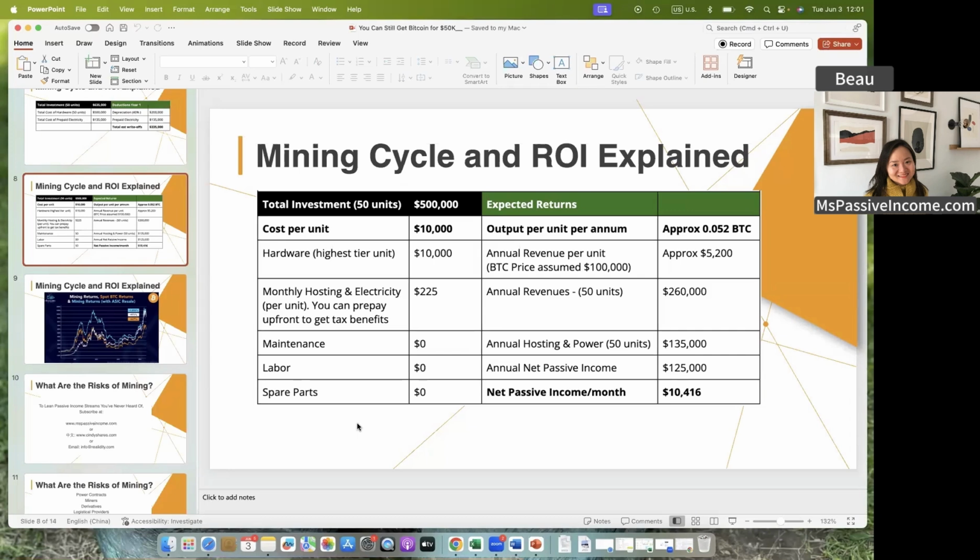Okay. So essentially, if Bitcoin price doesn't go up or down, it stays around 100K, you should get your money back within 2.5 to 3 years. Yes, that's the payback period, and then after that, it's just pure profit. Okay.